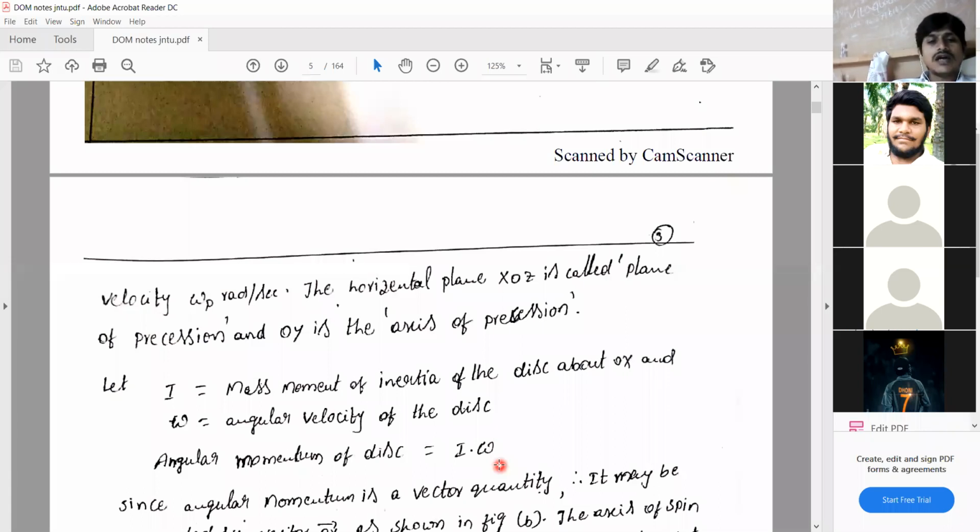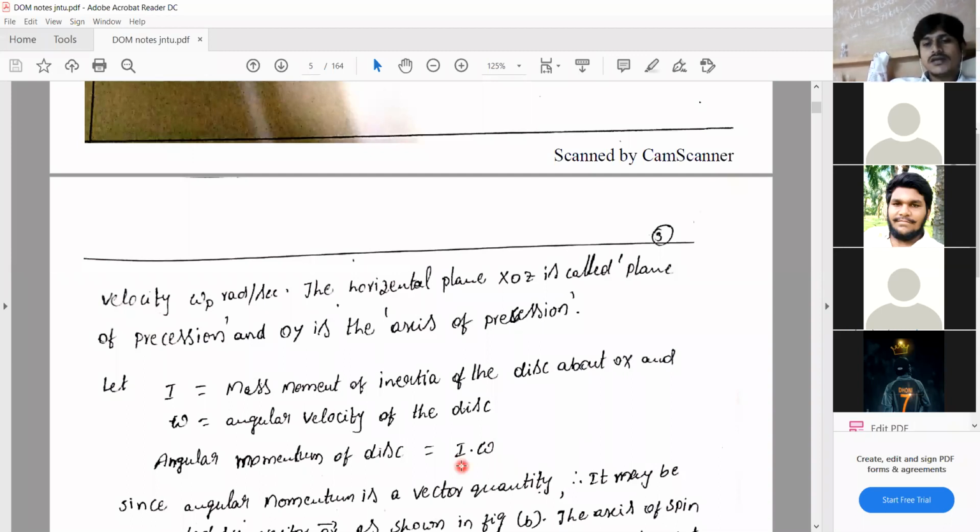We already know the momentum, not only angular momentum, just the momentum formula. What is the formula of momentum? Anyone respond? Momentum formula: mass into velocity. Yes, good. So MV. The momentum formula is MV.